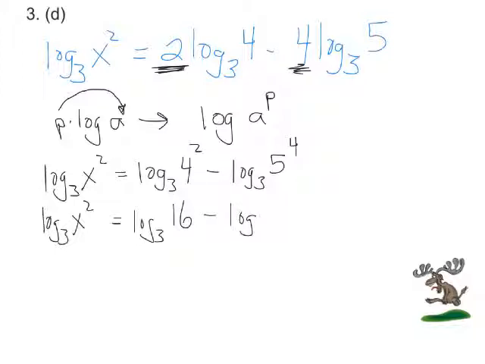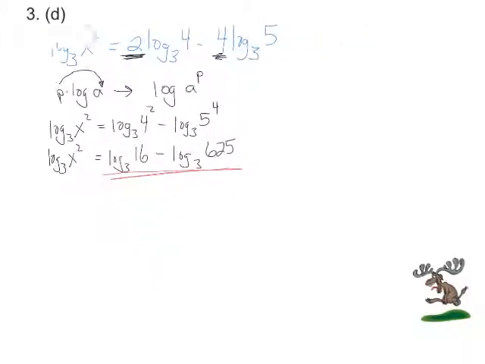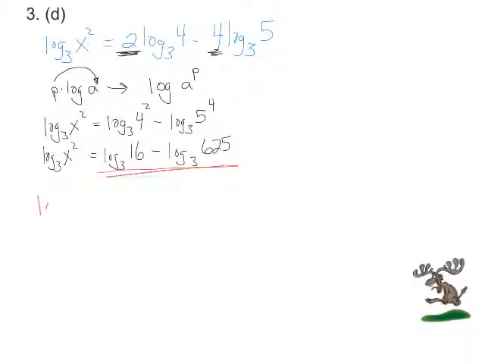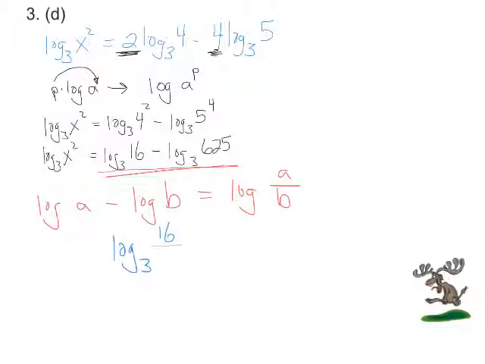625. Now the log property that I want to use to combine these two is log A minus log B equals log A over B. And in doing this, on the right-hand side of the equation, what I will get is log base 3 of 16 over 625. And we'll leave the left-hand side alone.